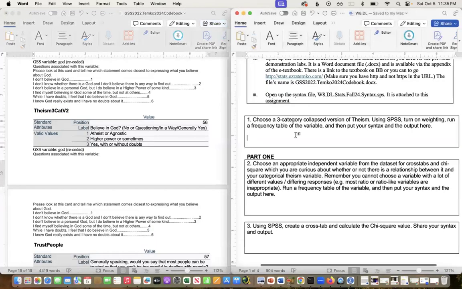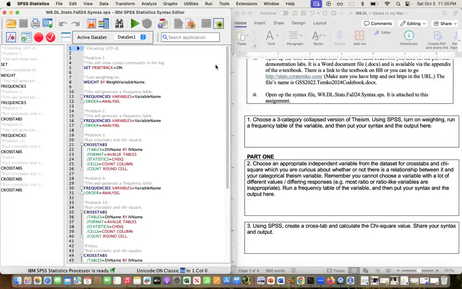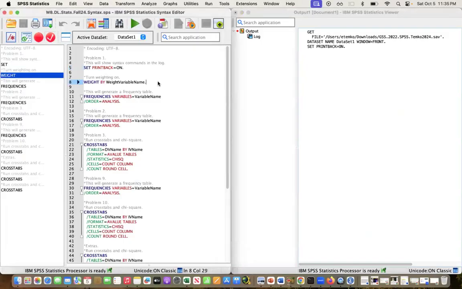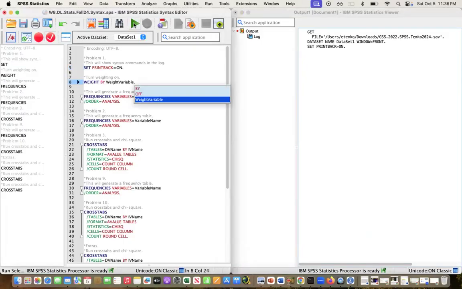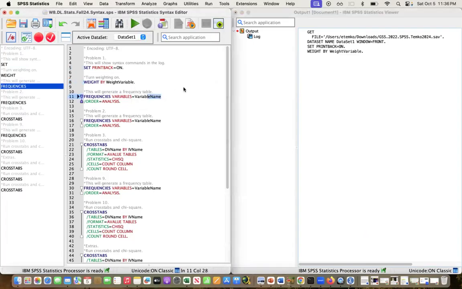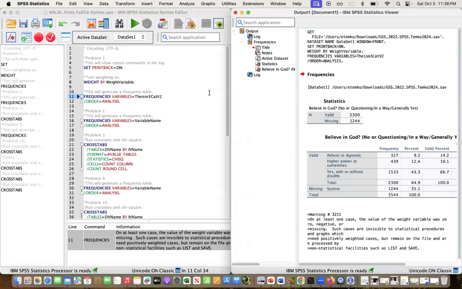Okay, so I'm just making a frequency table to see how people fit into these 3 categories. I have 2 ways to do that. First, I want to make sure that my syntax will show up. I want to turn on weighting, and I know that my weight variable in this data set is called weight variable. Then I'm going to put my variable into this frequency table syntax. And there's my frequency table.